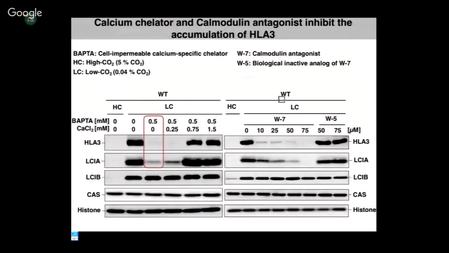So we used a chemical which chelates calcium to reduce the calcium concentration outside the cell. If you add a chelator of calcium, the expression of the two transporters is strongly affected, and we can cancel that by adding extra calcium chloride. You will see the recovery of the expression of the two proteins. Therefore, the calcium concentration is very important to regulate expression of the two transporters.